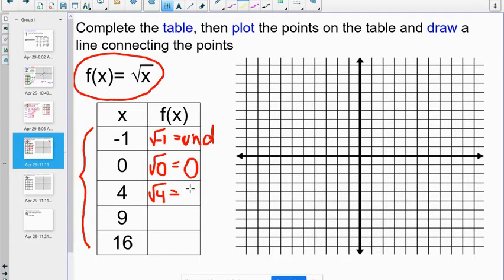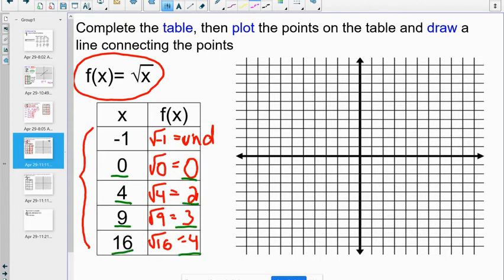Square root of 4 is 2. And now square root of 9 is 3. And square root of 16 is 4. And now that we have the values, we have values of 0 and 0, 4 and 2, 9 and 3, 16 and 4.